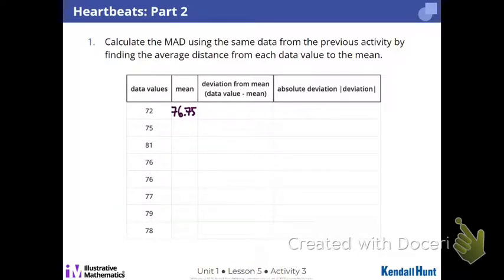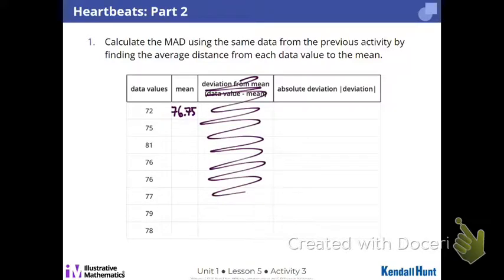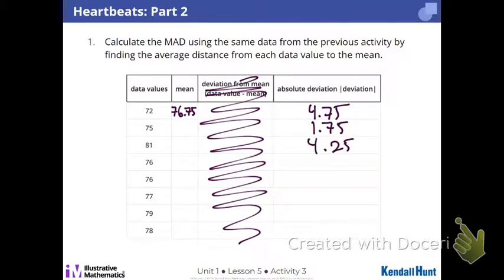So to get the 76.75, I add them all up, divided by 8. That means if I evened them all out, they'd be 76.75. I don't use this column. I'm going to jump right to the last one and say how far away from the average my data points were. So this one was 4.75 away. This one was 1.75 away. This one is 4.25 away. This one is 0.75 away. This one is 0.75 away. This one's 0.25 away. This one is 2.25 away. And this one is 1.25 away.